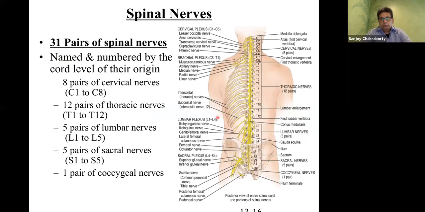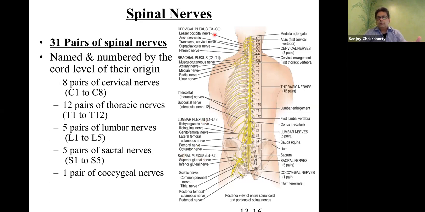Now, although these are 31 pairs, sometimes, look at this area, here, here, here, they make a network. We call that a plexus. The network of nerves that they create, they're interwoven, so those are known as plexus. There are 5, but 4 plexuses, like a coccygeal plexus. Some books will mention that, but we don't need to know. We are just going to focus on the 4 major plexuses: cervical plexus, brachial plexus, lumbar plexus, and sacral plexus.